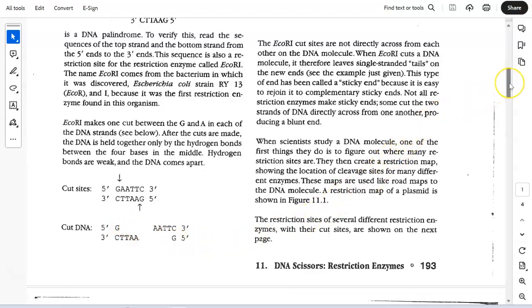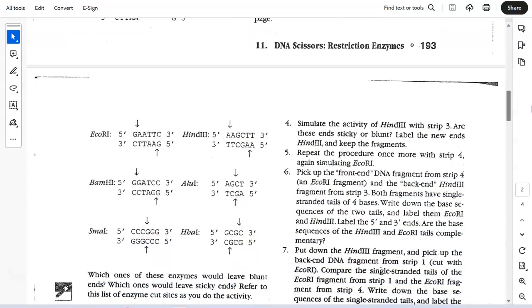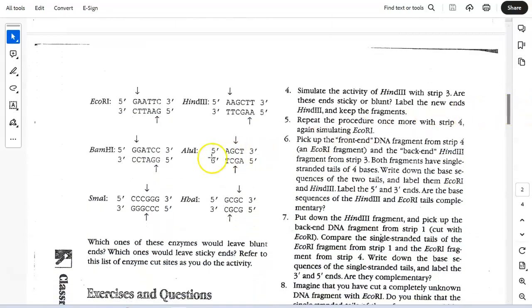There's a different type of cut that's called a blunt end cut. And so an example of that would be SMA1, which is looking for this sequence, CCC-GGG. And when that happens, it actually cuts between the C and the G on each strand, which are directly opposite each other. And so it cuts all the way through, and you don't have the overhanging. You have what's called a blunt end.